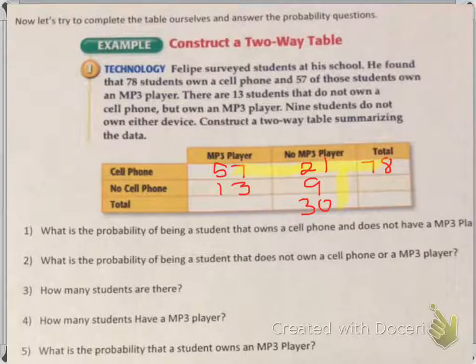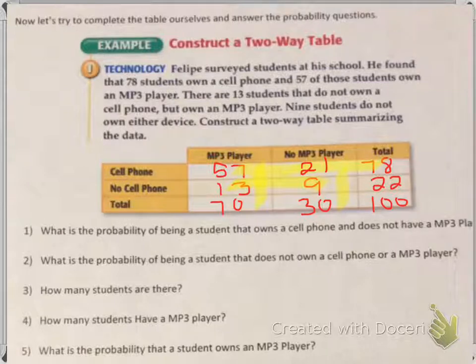I can also go a couple of different directions here. So let's go down straight here. 57 plus 13 is 70. So that number right there is 70. And I can go across the other direction now. So 13 plus 9, this direction, will be 22. And then the last one, it should add up to the same number either direction, and it does. It adds up to 100.